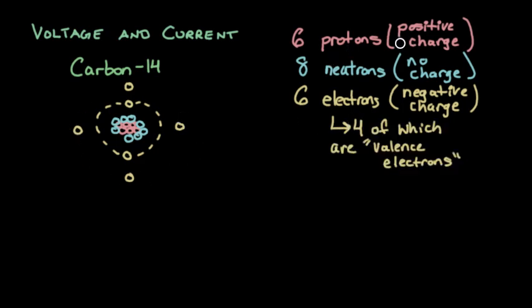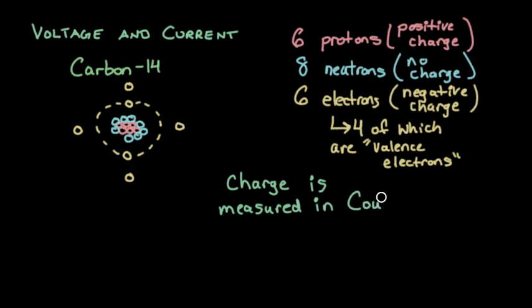Going back to charge, it can be positive, it can be negative, you can have no charge, you can have lots of charge, you can have little charge. But the key takeaway about charge right now is that you measure the amount of charge in the unit coulombs, which is just abbreviated with a capital C. So each proton has a certain number of coulombs of positive charge, and the electrons have a negative amount of charge in coulombs.